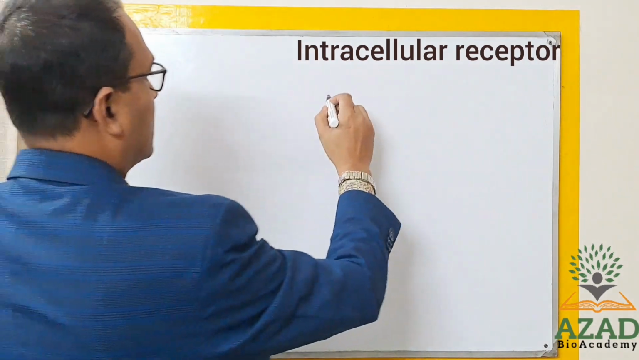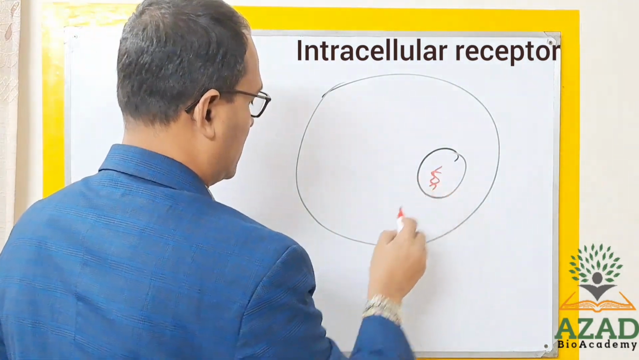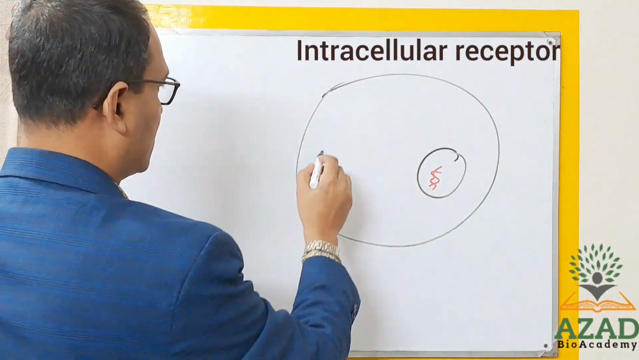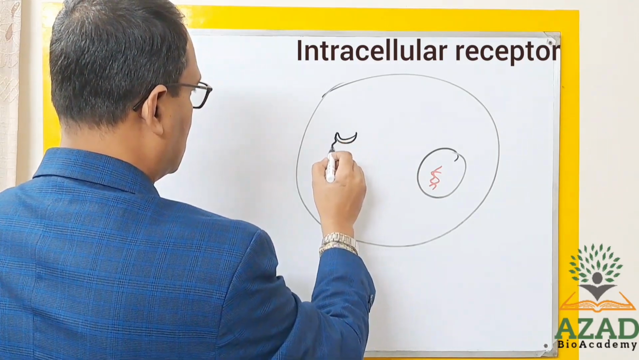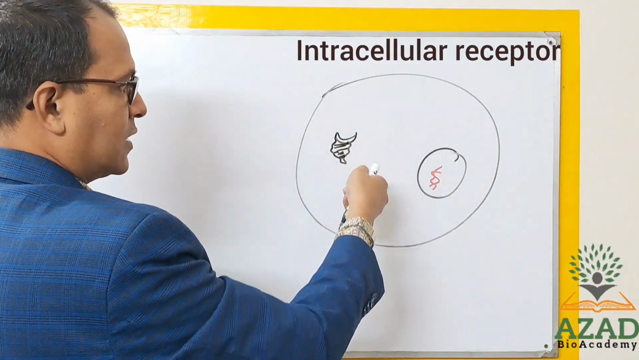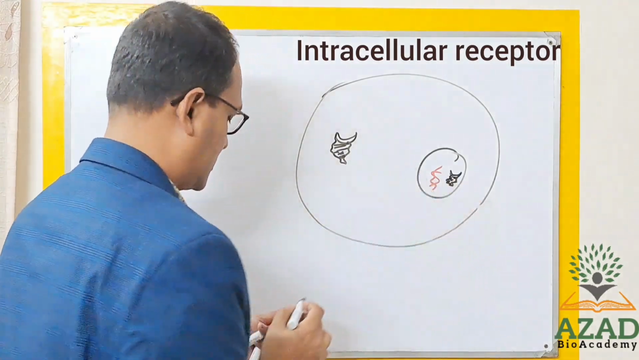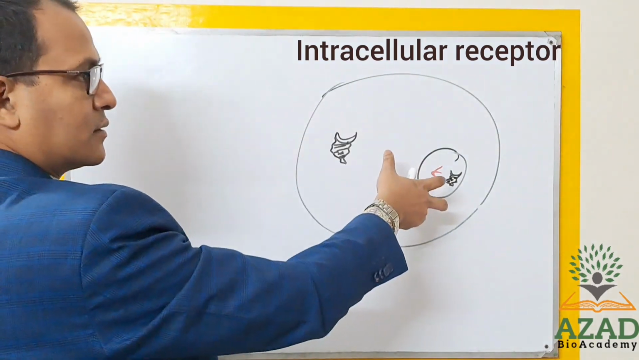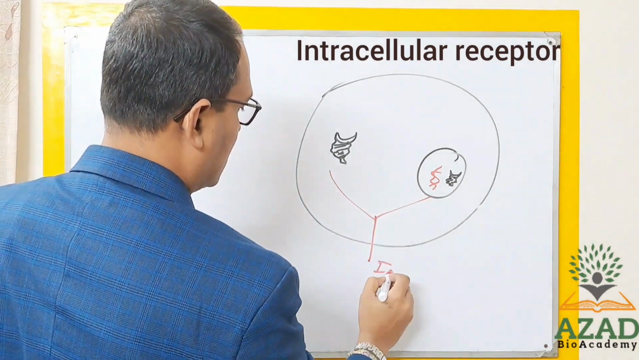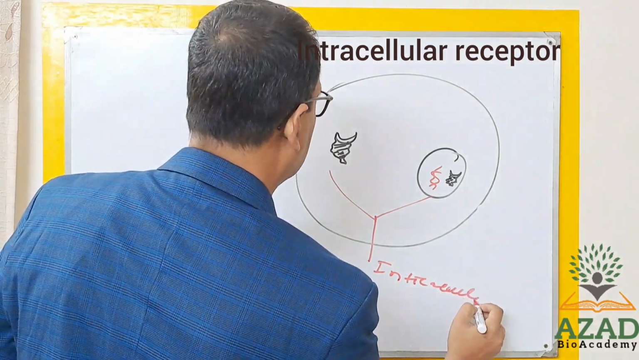Intracellular receptor. If you think this is your cell, and this is your nucleus, and this is your genetic material here, the receptor will be within the cell. Suppose this is your receptor, present inside the cytoplasm, and another receptor is present within the nucleus. Where are they present? They are present within the cell. So combinedly, you can say this is the intracellular receptor.